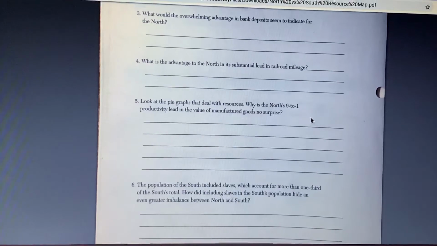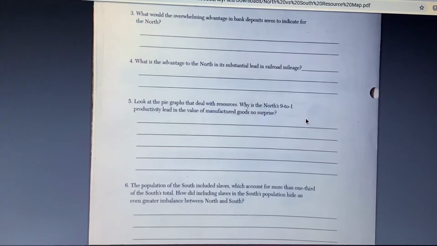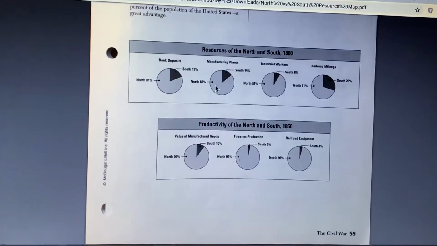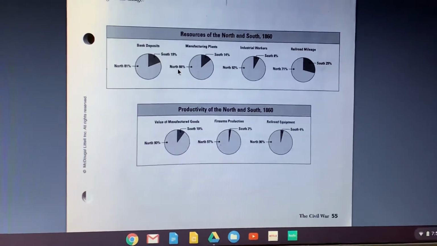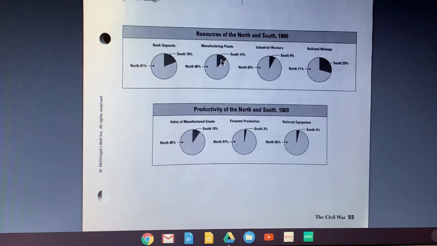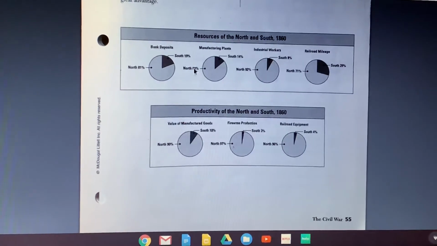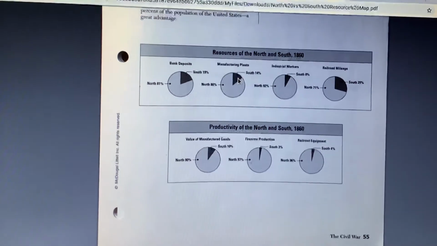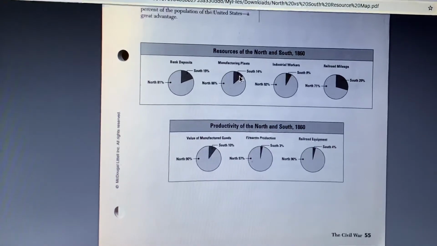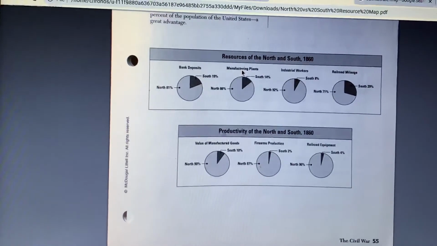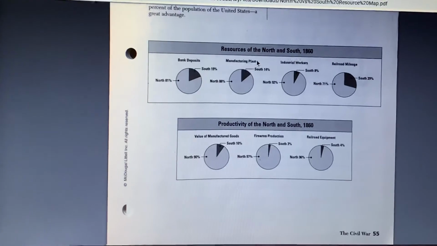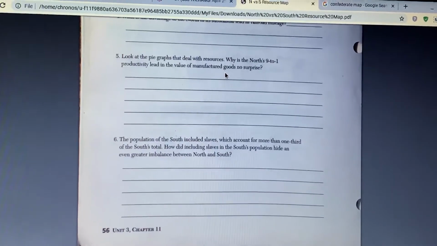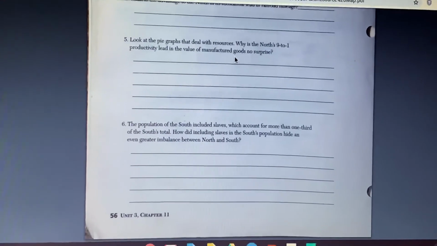Number 5, look at the pie graphs that deal with resources. Why is the North's 9-to-1 productivity lead in the value of manufactured goods no surprise? So let's look at the pie graph right here. Manufacturing goods, right? North has 86%, South has 14%. That's about a 9-to-1 ratio because that's almost 90%. You can round that to 90%. You can round that down to 10%, right? 9-to-1. So basically it's asking you, why does the North have more factories than the South? Think about what the South economy is based on and what the North's economy is based on.